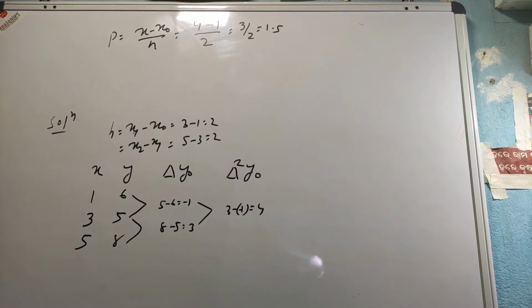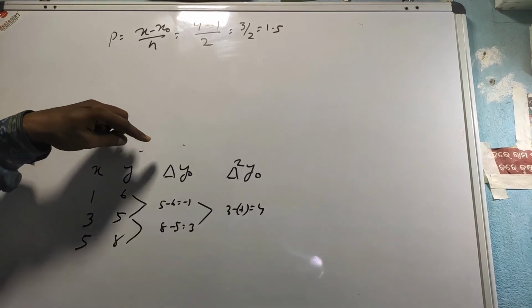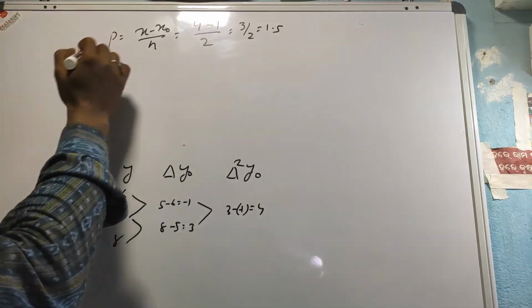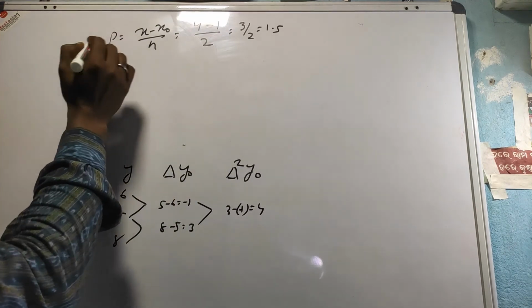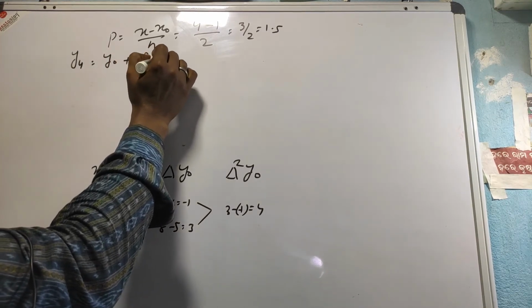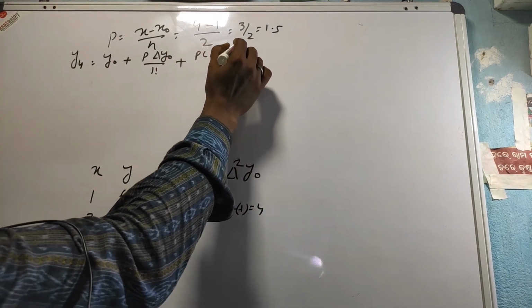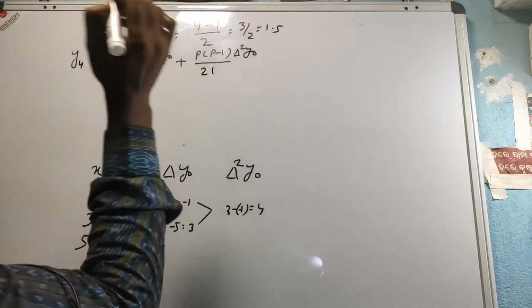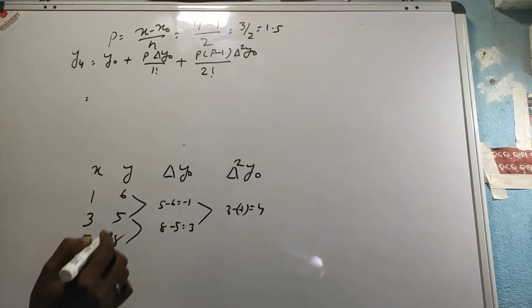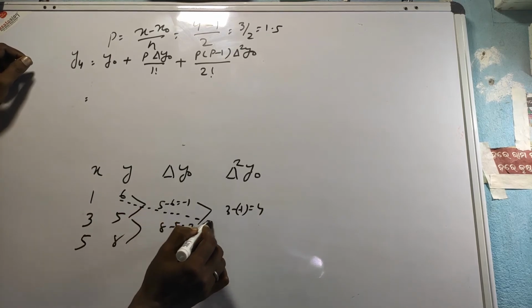And write the formula of Newton forward interpolation. The Newton interpolation formula is yp, that is y at the point 4: y0 plus p del y0 by 1 factorial plus p into p minus 1 into del square y0 by 2 factorial. What is y0? This is x0, the corresponding y0. In a forward interpolation we start from 0.